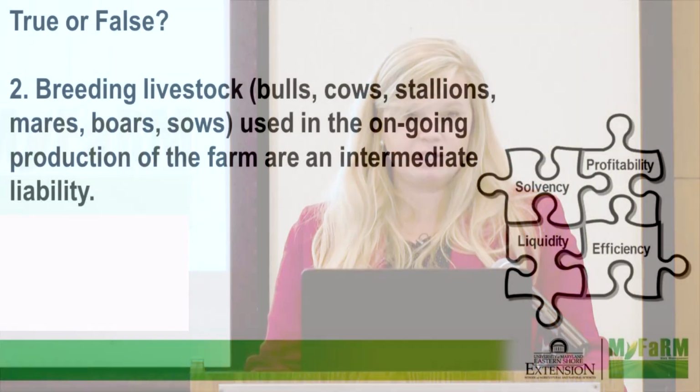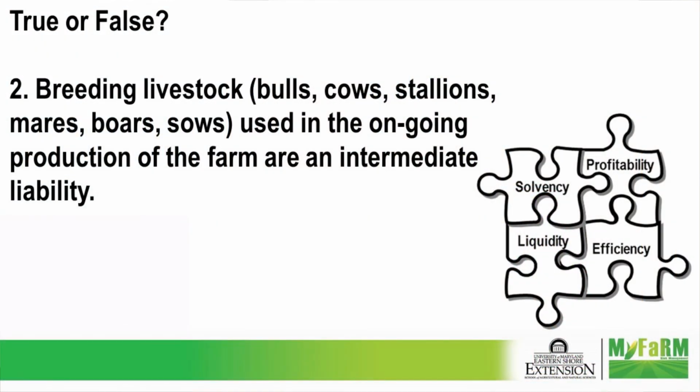The next part is when you're going to be creating your balance sheet, which is super important if you're going to go get a loan and put together a loan package. If you're going to do a line of credit or anything, having a balance sheet that's up to date is really important. So this question is about breeding livestock. Are they used in the ongoing production of the farm? Are intermediate liabilities? All right. And that's false. So we're going to talk a little bit about what goes on the balance sheet and where they go on the balance sheet.